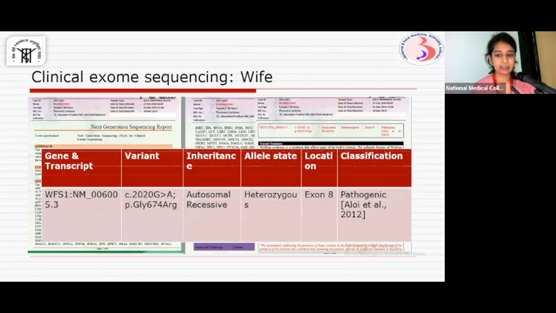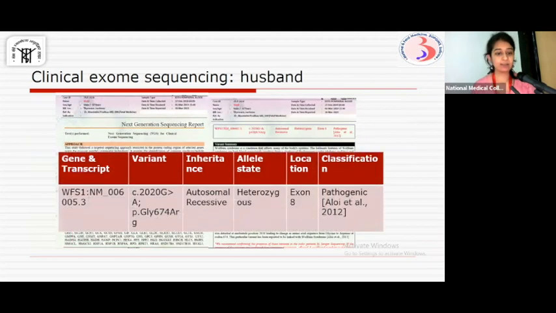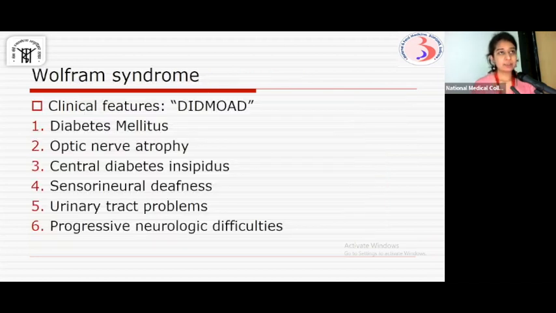This is the clinical exam report of the mother showing Wolfram syndrome, and the mother is seen to be a carrier. The same mutation was found in the father as well. So Wolfram syndrome presents with these clinical features. Progressive neurological difficulties are seen in Wolfram syndrome, and retrospectively we have correlated these features with the babies.